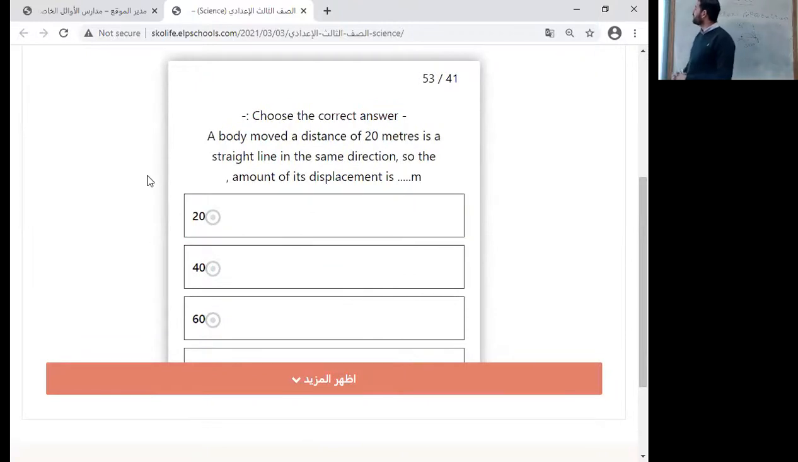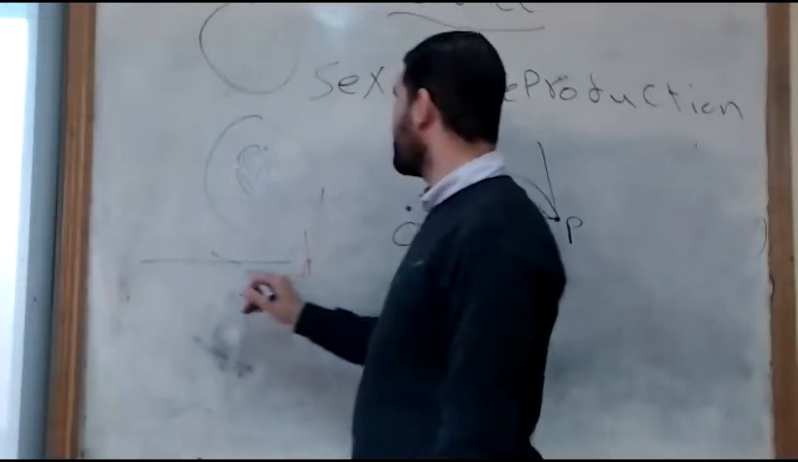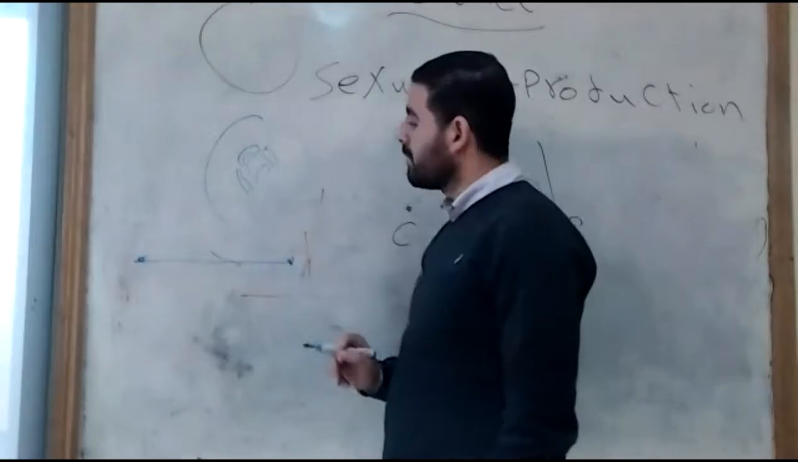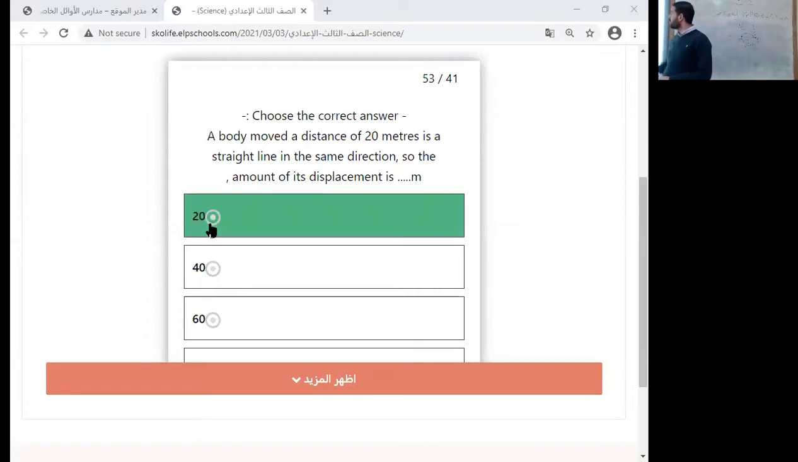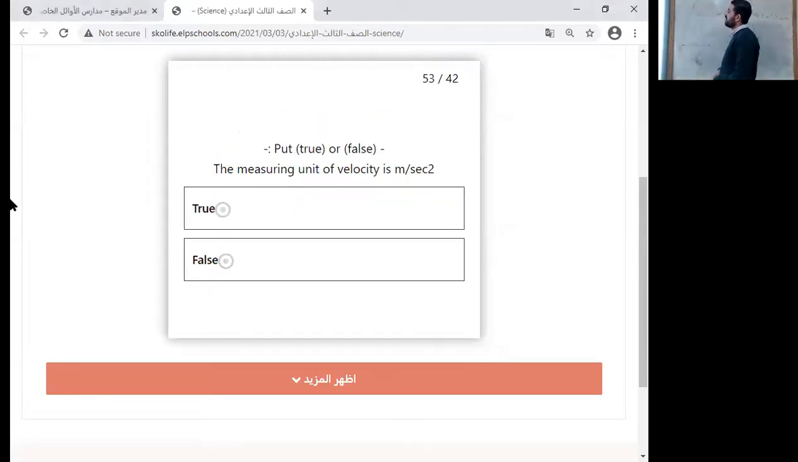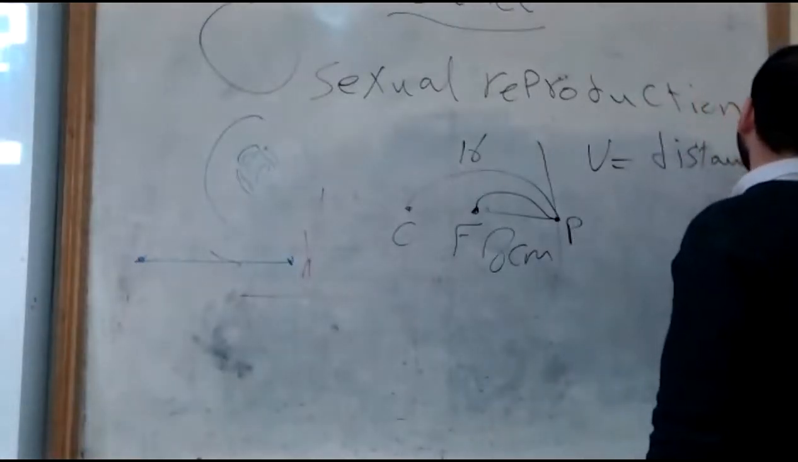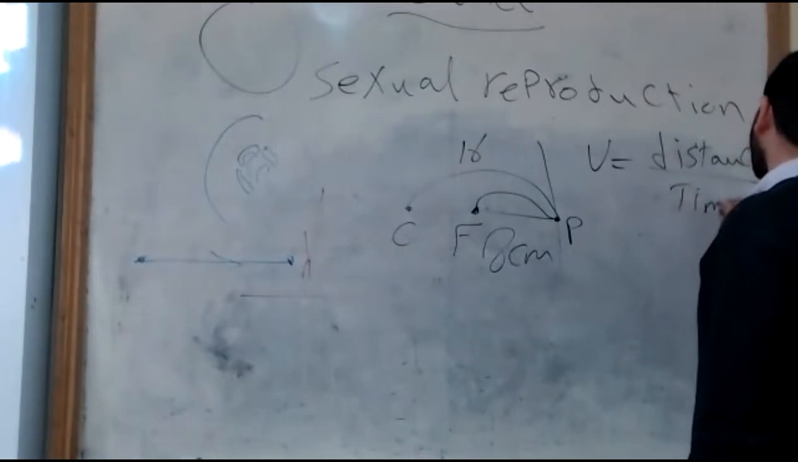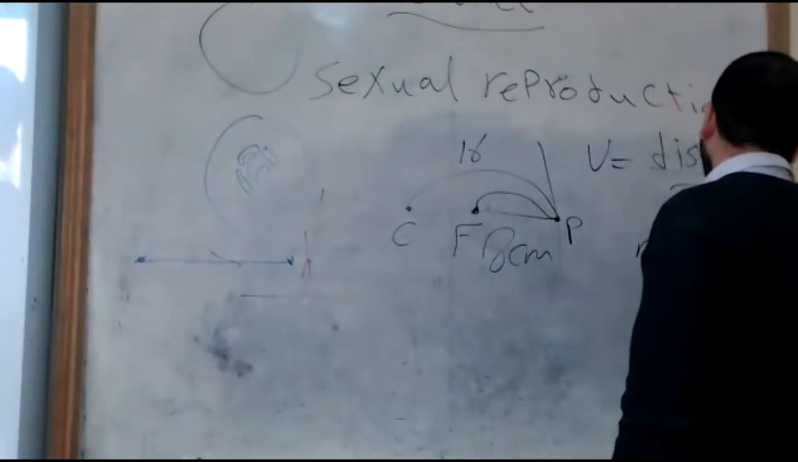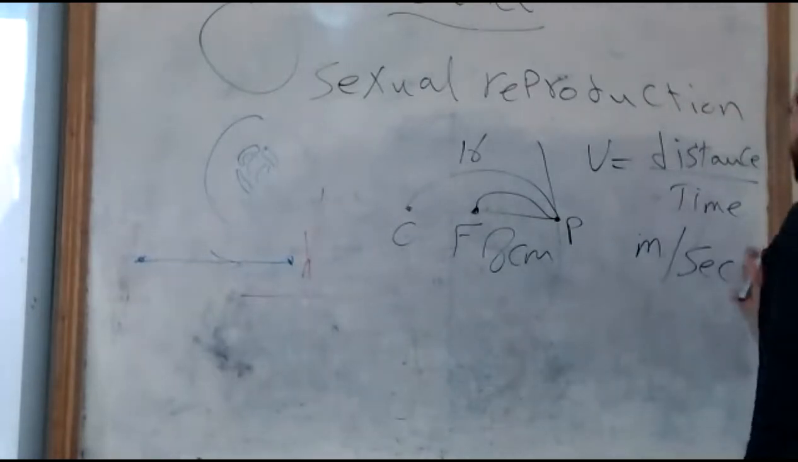A body moves a distance of 20 meters in a straight line in the same direction. So what is the amount of displacement? Okay, they are telling me that it is moving in a straight line in the same direction. So the distance in this case equals displacement. So the answer will be the same, 20. Yes, first one. The measuring unit of velocity is meter per second square. Let's know that velocity equals distance or displacement over time. Distance is measured in meter, while time is measured in second. So the answer will be false.